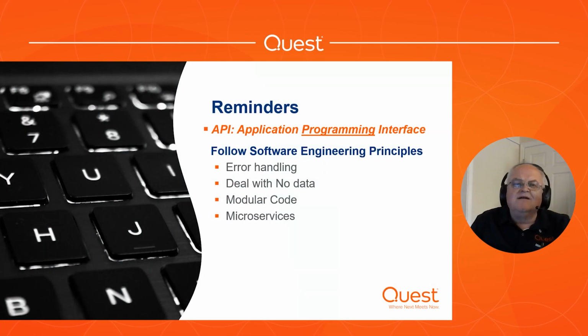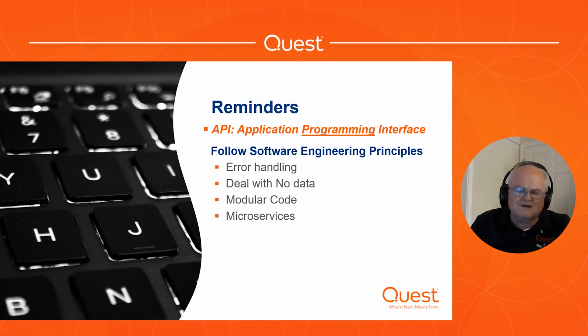This is an API, an application programming interface. You're going to want to follow your software engineering principles and deal with things like error handling. Make sure you deal with no data, because otherwise you can find yourself with a real exception that throws an exception, and then Foglight gets unhappy, and you'll have to go look at log files and do all sorts of other things. So deal with the error handling right in your code, and write some sort of intelligent message, so you can find it and look at it and see what's going on.